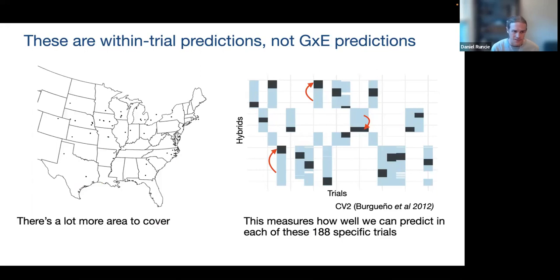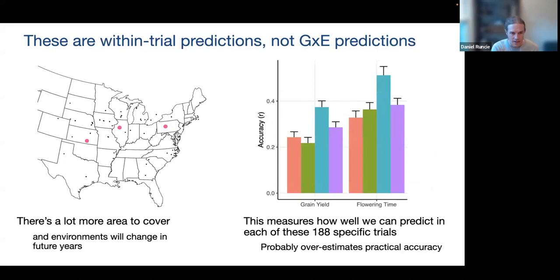But if you think back to this map, these 188 trials cover a very small percentage of the corn growing areas in the country. And we haven't seen any of these hybrids in the vast majority of fields. So if we wanted to know about fields in new locations like these pink dots here, or even in the same location but in future years, this number that we get from CV2 is really not relevant. So these numbers that I'm showing here are not the right accuracies. They're not telling us whether we're going to be accurate or not in the pink dots. They only tell us about those tiny little black dots on the map.